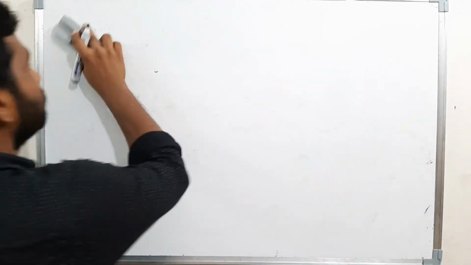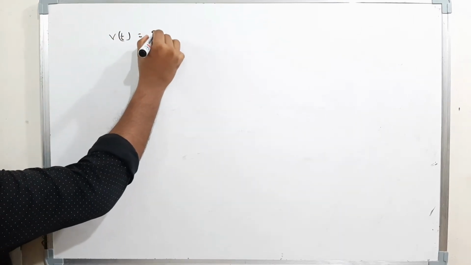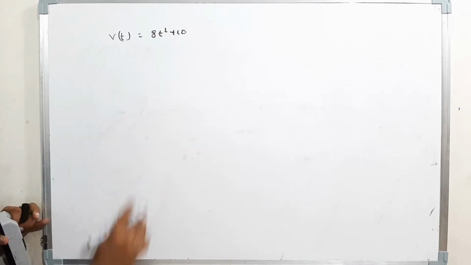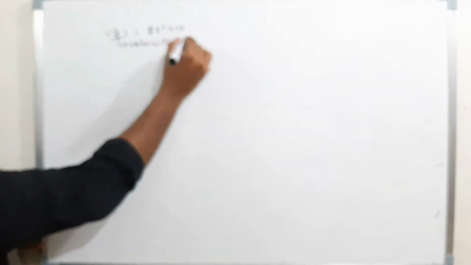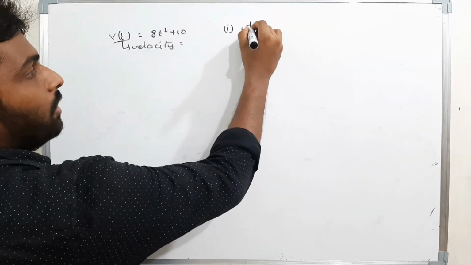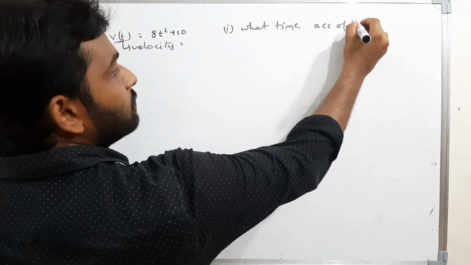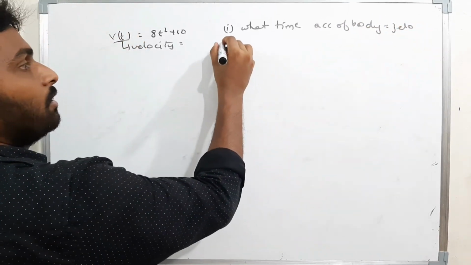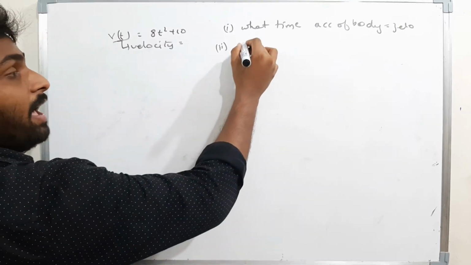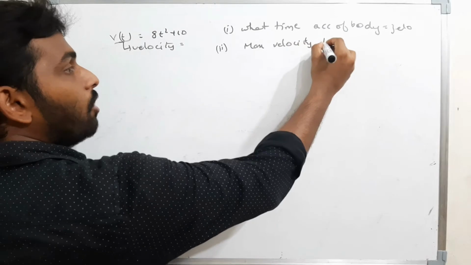V of t is equal to 8t square plus 10, where v of t is nothing but the velocity. Now they told to find at what time the acceleration of the body is 0. And second point, they told to find what is the maximum velocity the body can attain.